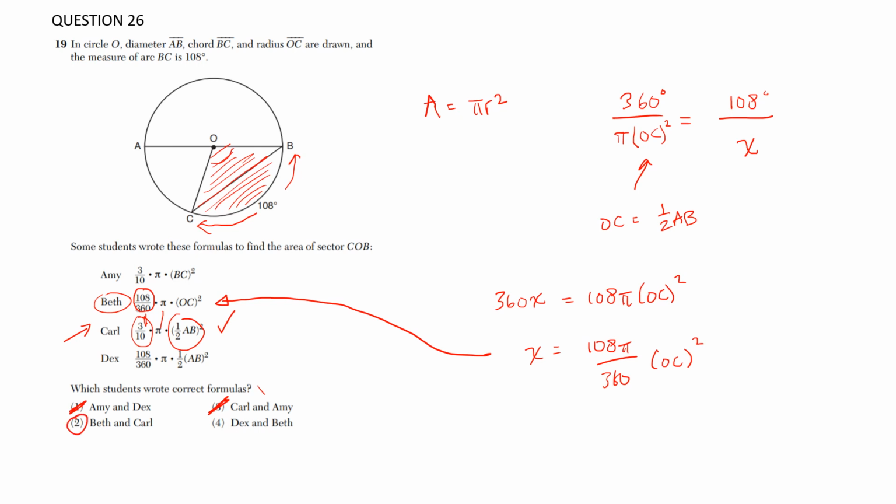Let's just quickly look at why choice 4 is wrong, why Dex is wrong. Dex has the same 108 over 360, but there's something different going on here. He has the 1/2 outside of the parentheses. So that basically means we're trying to do pi r squared, but this is the diameter squared. If we're squaring the diameter, that won't get us the right answer. That's not the right area. So we can be confident the answer choice is choice 2.